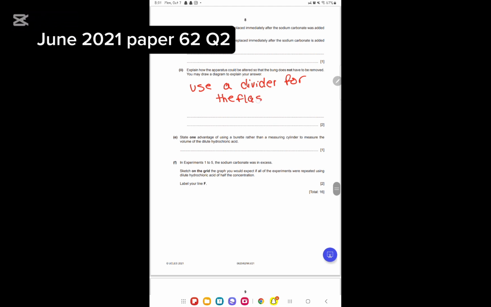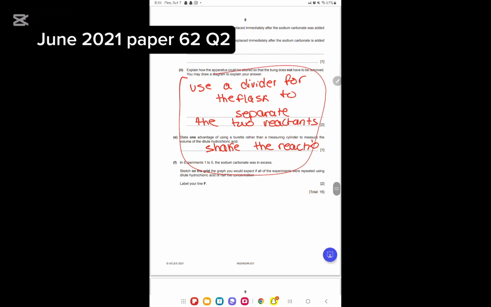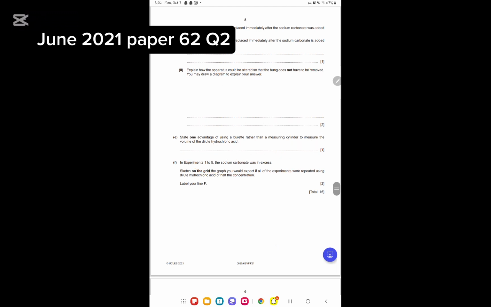What we could do is use a divider for the flask to separate the two reactants. Now, to start this reaction, the only thing we would need to do is to shake the reaction. It's not for part E, this is all for part D II. To shake the reaction to start it. That was for part D II.